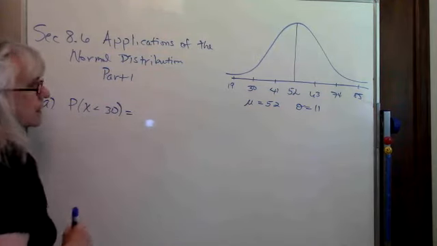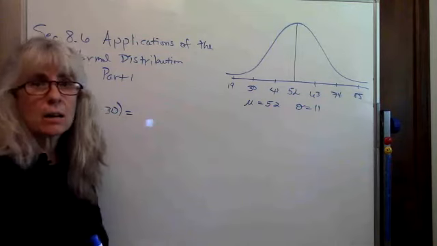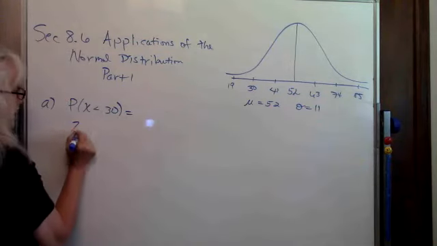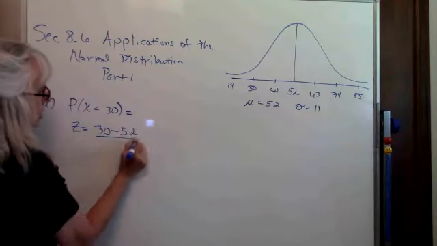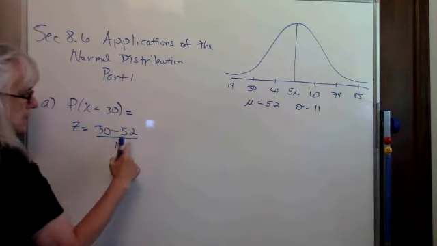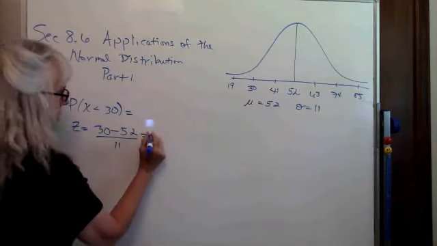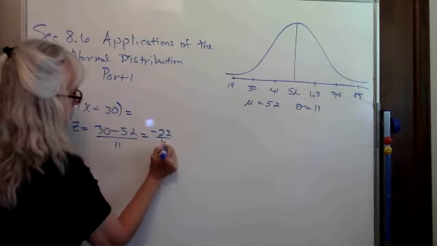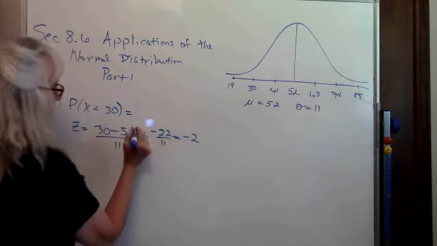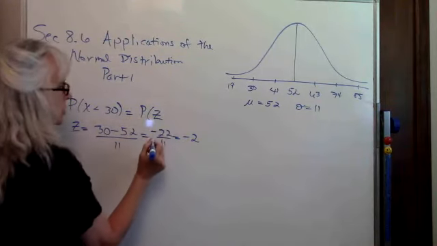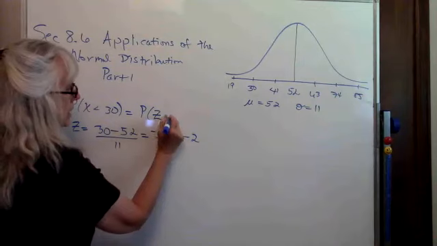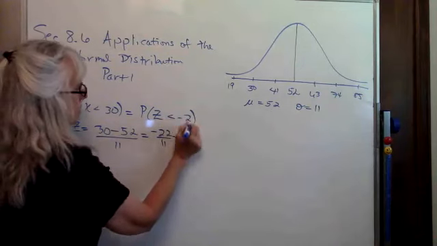The first thing we're going to have to do is normalize that to a z-table. So we know that the z value would be 30 minus the 52, all over 11. That's the mean and the standard deviation. That's negative 22 over 11, which comes out to be negative 2. So the question is asking us, what's the probability that a randomly chosen person has a z less than negative 2?